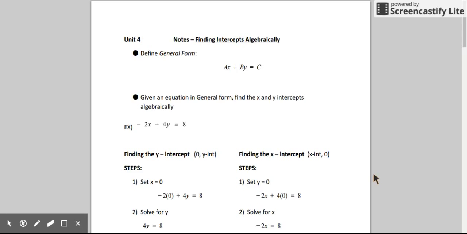In this video, I'm going to be explaining how to find intercepts algebraically. We can start with defining what's called the general form of a linear equation. This is representing a line.